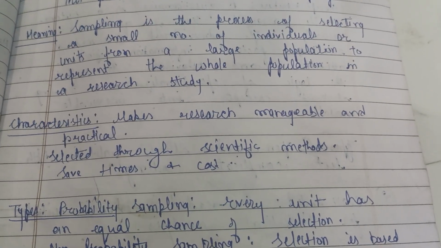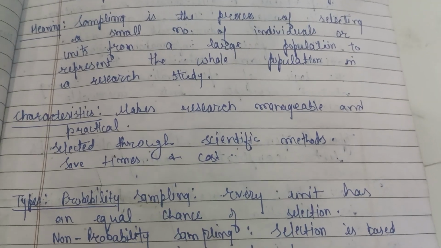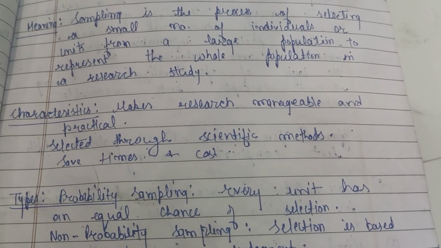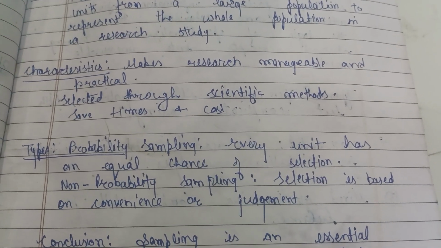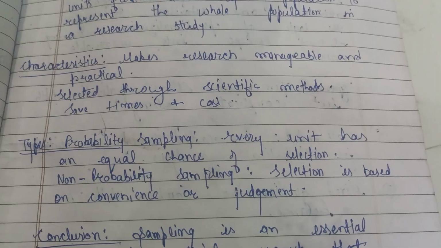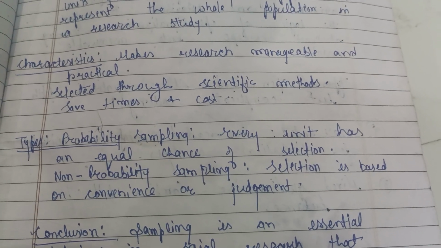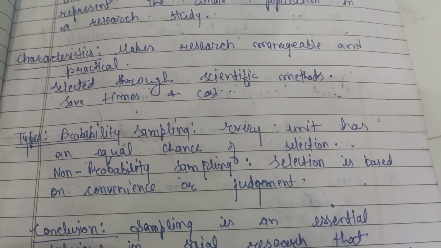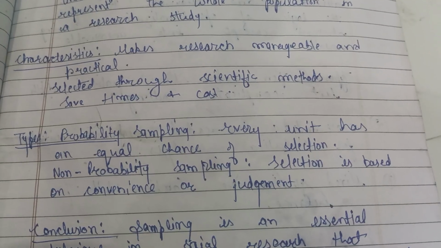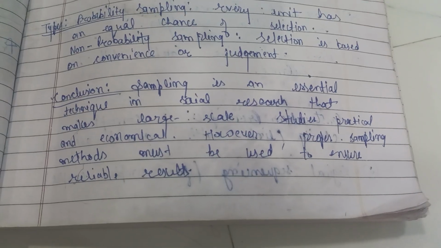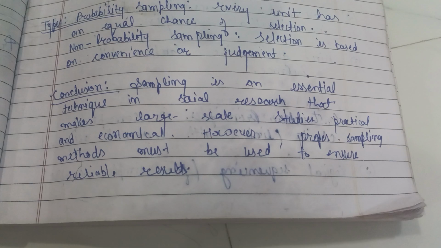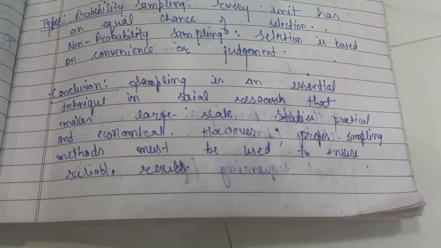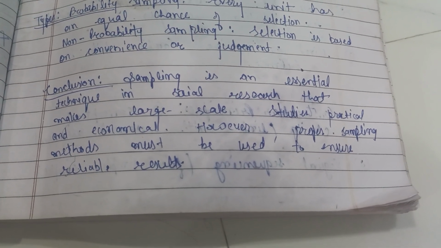Characteristics: makes research manageable and practical, selected through scientific method, saves time and cost. Types: probability sampling, every unit has an equal chance of selection. Non-probability sampling, selection is based on convenience or judgment. Conclusion: sampling is an essential technique in social research that makes large-scale studies practical and economical. However, proper sampling method must be used to ensure reliable results.